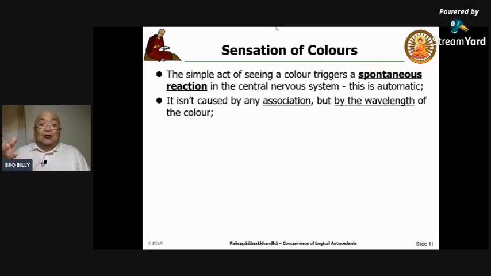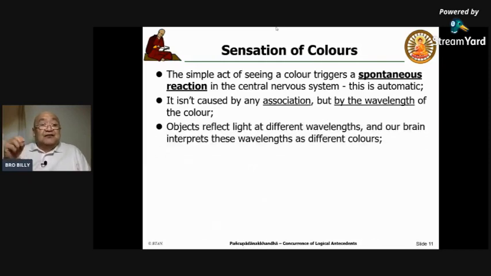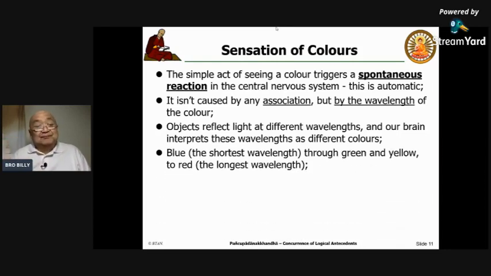We think we see the whole object. We don't. We are just picking up light, okay? So objects reflect light at different wavelengths or different frequencies, and our brain interprets these wavelengths as different colors. There you have it. The scientists are saying that it is really the interpretation of these wavelengths or frequencies into colors. Right? Blue is the shortest wavelength. The short wavelength has high frequency. Blue through green, yellow to red, and red has the longer wavelength, meaning lower frequency, like slower waves.